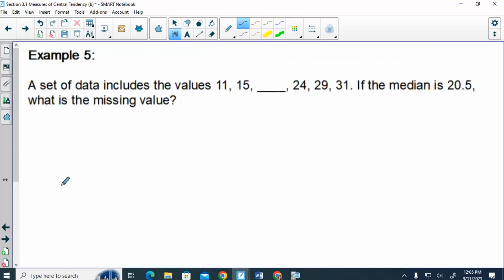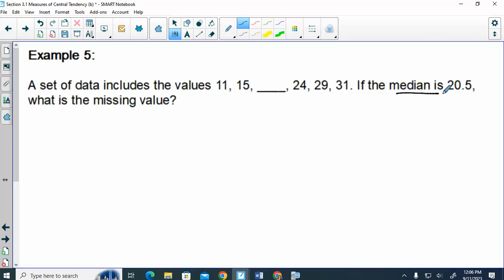All right, let's look at this one. A set of data includes the values 11, 15, blank, 24, 29, 31. If the median is 20.5, can we find the missing value? Yeah. All right. So we're all algebra people. Everybody in here has had algebra. So we could think of it that way.